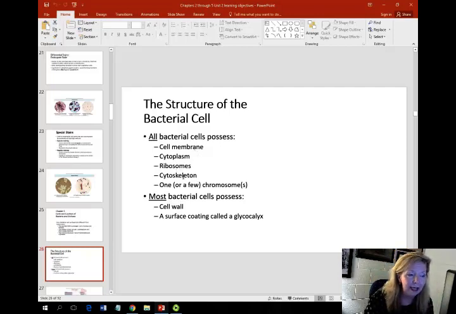ribosomes, and cytoskeletons are going to be the cell's skeletal makeup, if you will, and it's called that because it truly does act inside of all of our cells, including bacteria. We have this network of highways. So you can think of this as being the skeletal system that keeps the structure, the integrity of the cell intact, and also allows for things to move within the cell from one area of the cell to another. Most bacterial cells have a cell wall, but not all.